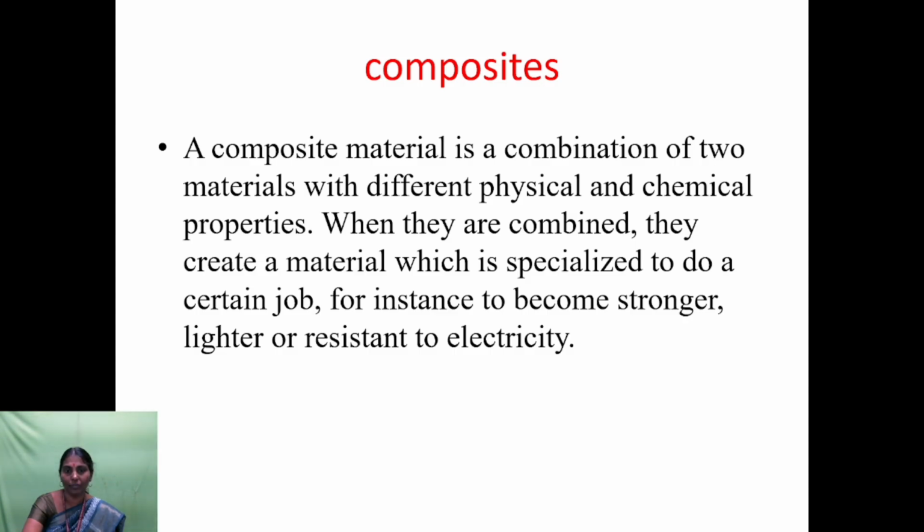That material's properties are unique and distinctive from the individual components. So the properties of the material vary depending upon the individual components. The composite material can become stronger, lighter, or resistant to electricity. So a composite is the combination of two or more different materials with different physical and chemical properties. Combined together, the resulting material becomes stronger, very light in weight, or resistant to electricity.